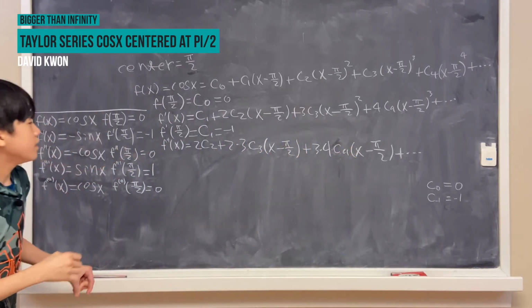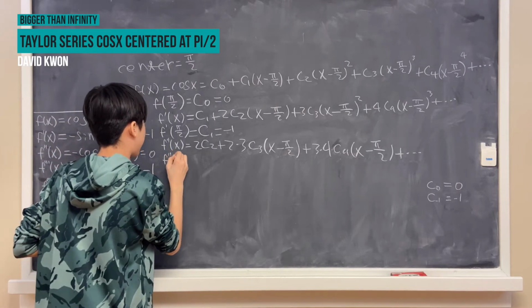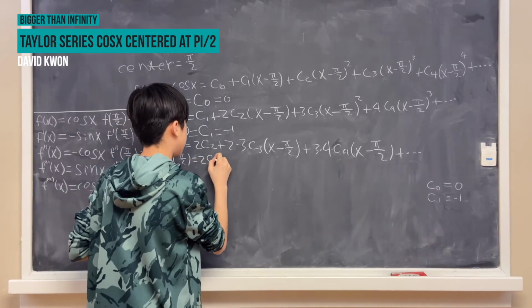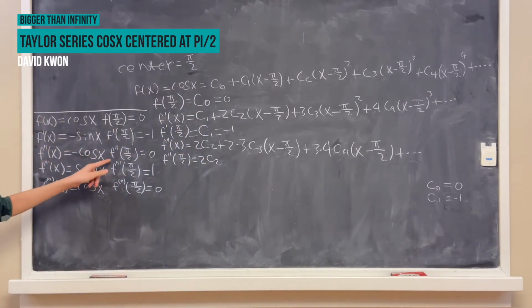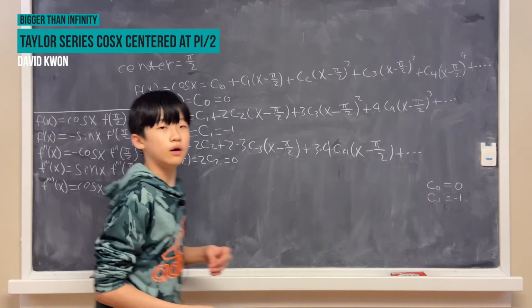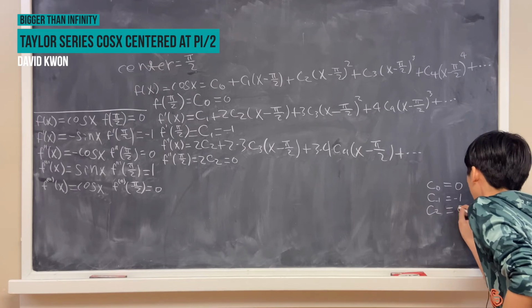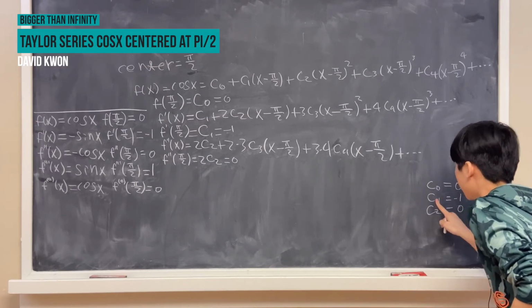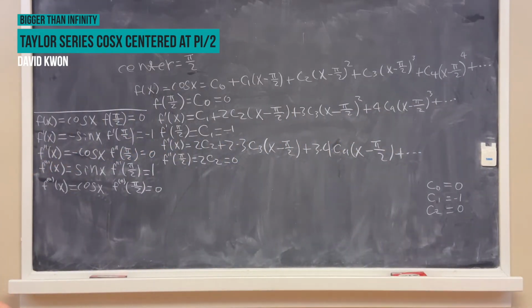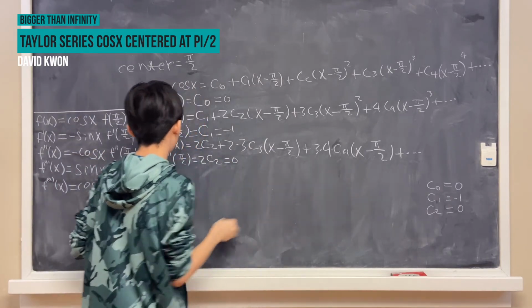Perfection. Then after setting the x as pi over 2, we have f double prime pi over 2 is equal to 2 times c sub 2. And right here it says that f double prime pi over 2 is equal to 0. So our value for c sub 2 is equal to 0. Wait, I don't know why I put negative in front of the sub 1, but we'll just pretend like I didn't do that. So now we differentiate this function again.